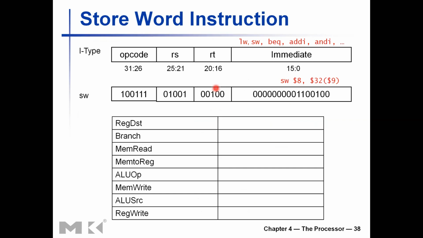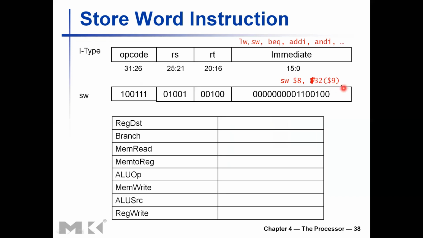Once you have done that, you can fill the table for the control signal values which are needed for this particular instruction. Store word 8. There's actually a mistake here. This isn't $32. It should be just 32. So just scratch that out. There's no dollar there. Just 32 and $9.